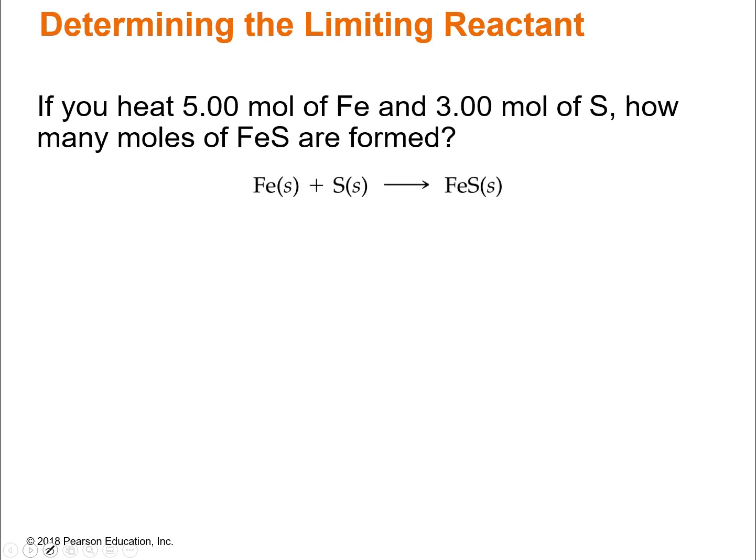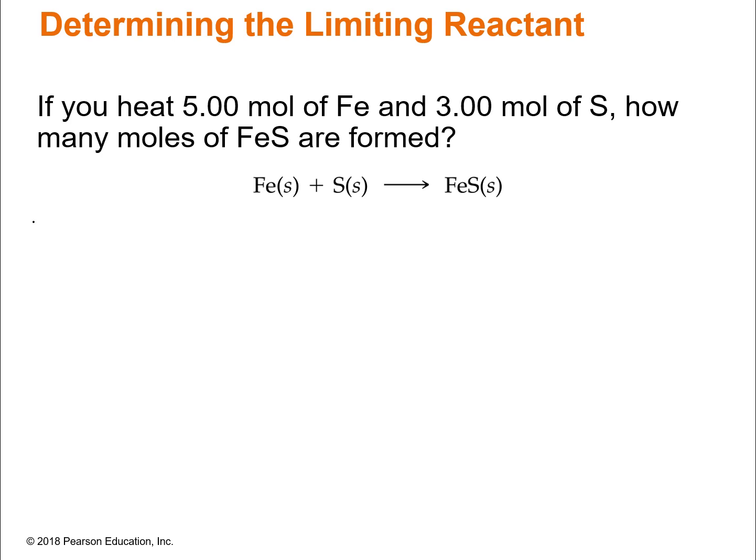Let me show you what I mean with a simple problem. We have 5 moles of iron and 3 moles of sulfur. These are both reactants. And we're asked about how many moles of iron 2 sulfide are formed. And the reaction is below. What we're really doing here is saying, okay, if I have 5 moles of iron and 3 moles of sulfur, which one is going to run out first? The iron or the sulfur?